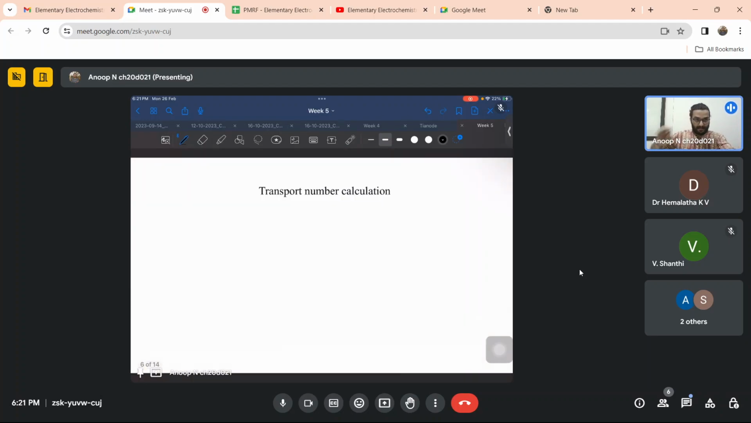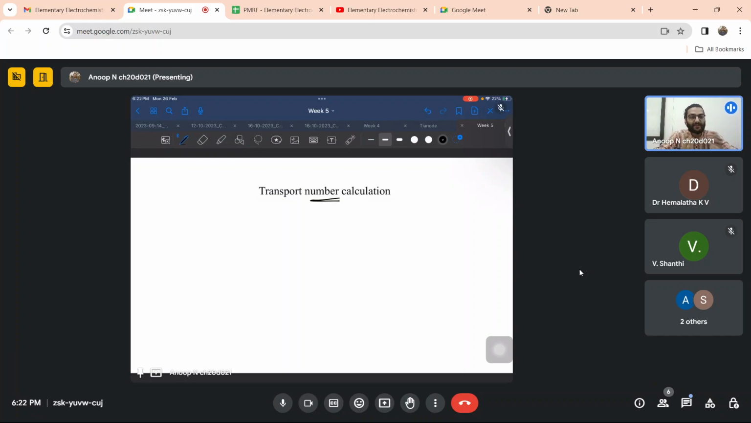Last week's classes mainly revolved around the first topic, the transport number calculation. What happens when a potential difference is applied to an electrolyte? Ions move. Cation moves towards the negatively charged electrode, and anion moves towards the positively charged electrode. The total charge released at the cathode and anode are equal, but the fractions of total current carried by cation and anion are not equal. So the concept is, we have a cell which is at OCP.